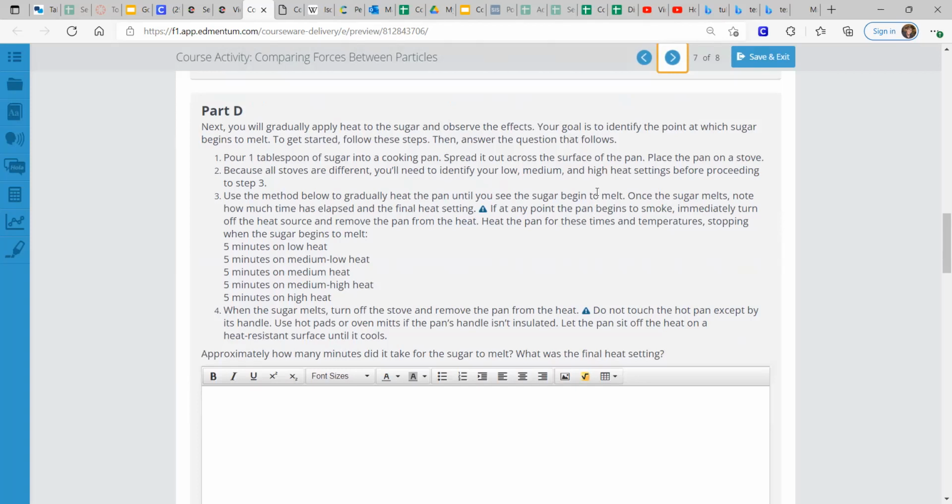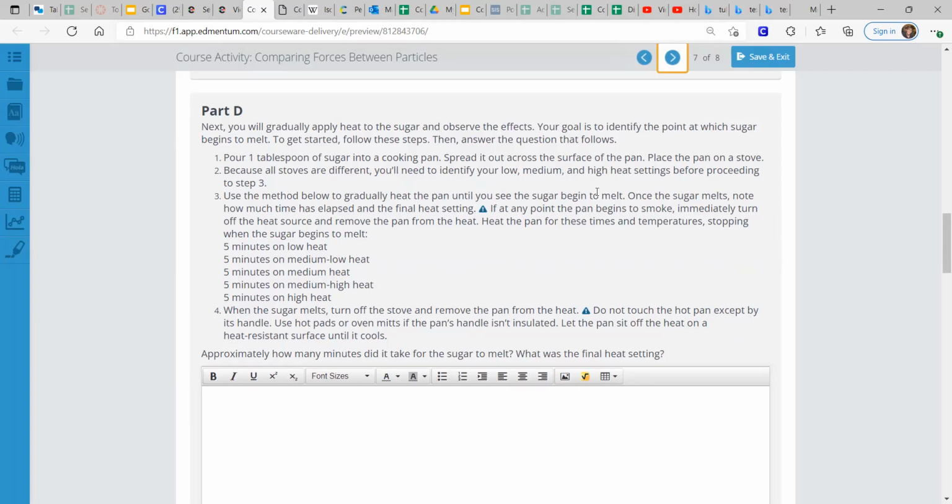Pour 1 tablespoon of sugar into a cooking pan, spread it across the surface of the pan, place the pan on a stove. Because all stoves are different, you'll need to identify your low, medium, and high heat settings before proceeding to step 3. Use the method below to gradually heat the pan until you see the sugar begin to melt. Once the sugar melts, note how much time has elapsed and the final heat setting.